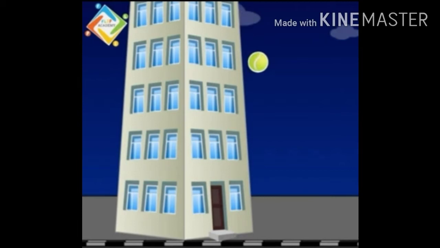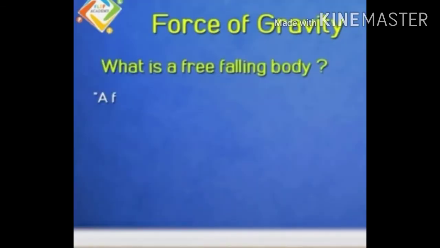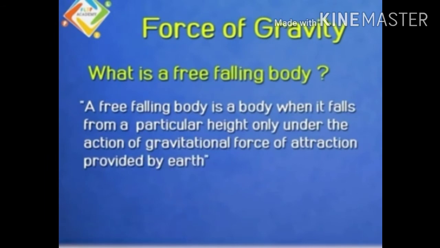Isn't it? We all know this, that the object will drop towards the ground, and that we call free fall. Whatever thing we throw, it goes to the ground and drops, that we call free fall. Actually, what does free fall mean? What is a free falling body? The definition we have: a free falling body is a body that falls from a particular height only under the action of the gravitational force of attraction provided by the earth.